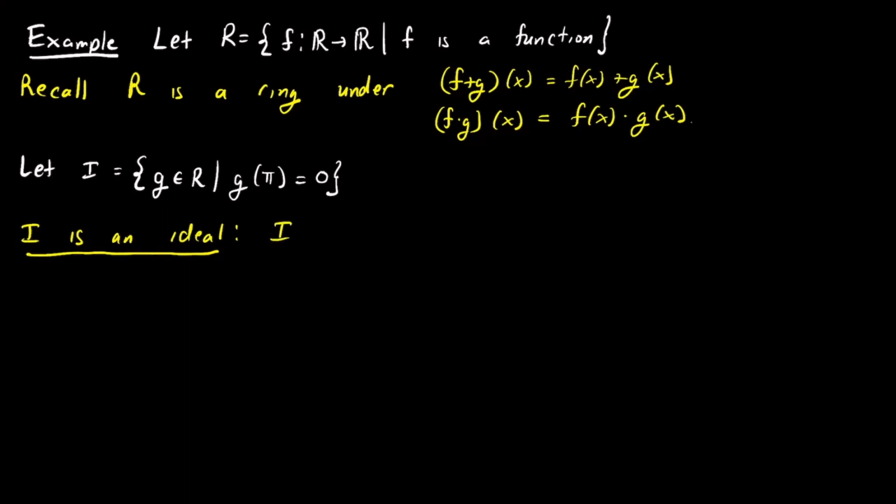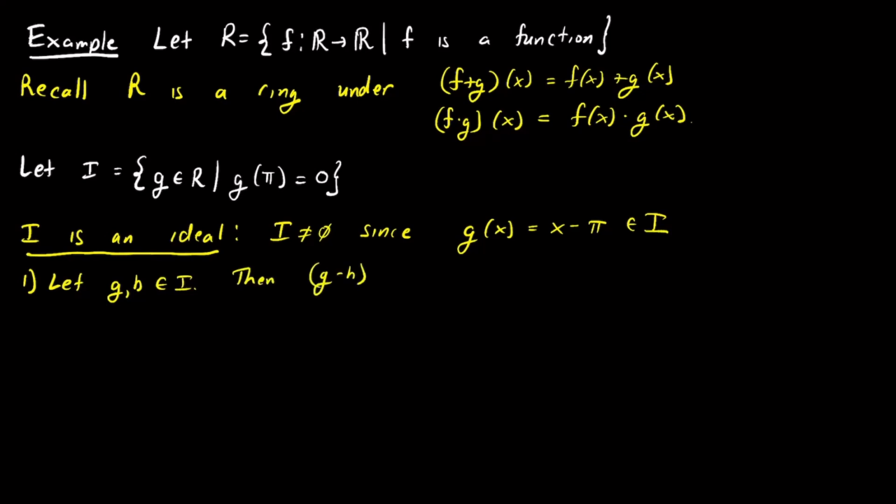Well, I is not empty, since we can name a function in I. g(x) = x minus pi is an element of I. This is a function that when I plug in x equal to pi, I get 0. Great, so this is not empty. Now I need to show it's closed under subtraction, and I need to show that it absorbs under multiplication. So let g and h be elements of I. Well then, if I look at (g minus h)(pi), this is going to be g(pi) minus h(pi), which is going to be 0 minus 0, which is equal to 0.